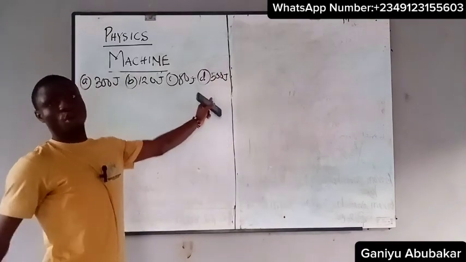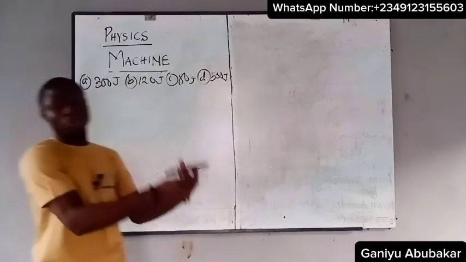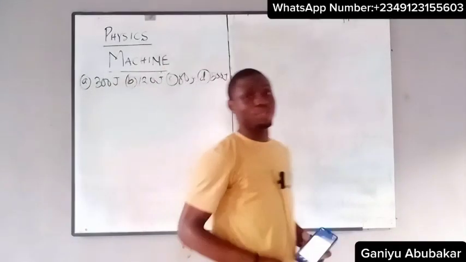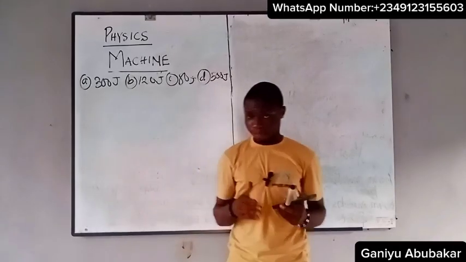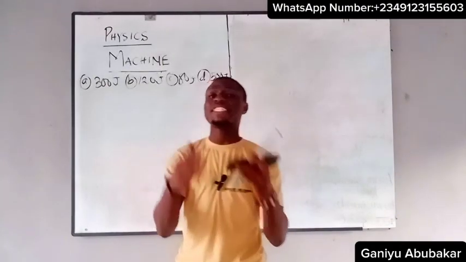Why is it in joules? Because we're going to calculate work done. I know that the unit for work done is measured in joules, right? So let's look for the work done here. We said your very first task in science is what?